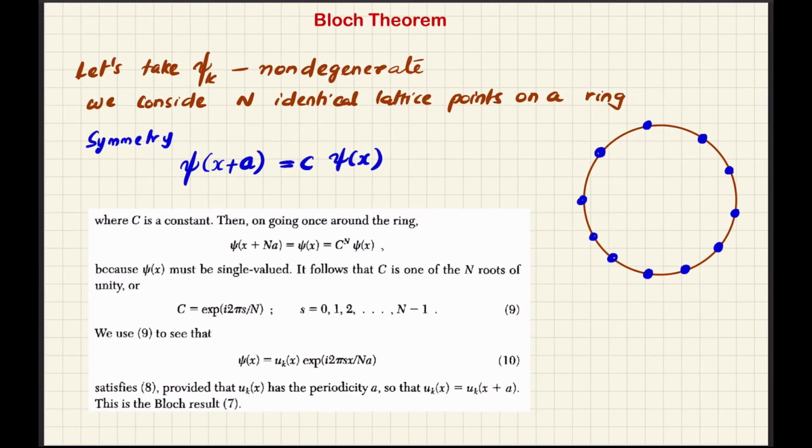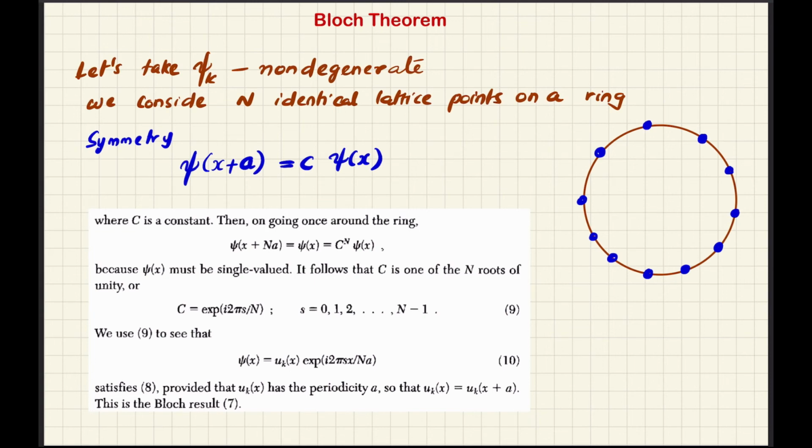Now, how do you prove the Bloch theorem? First of all, I want to mention a very minimal calculation which proves it. The argument goes like this: let us take psi_k to be non-degenerate, meaning no other wave function has the same energy as that of psi_k.